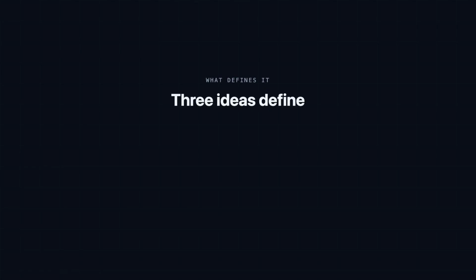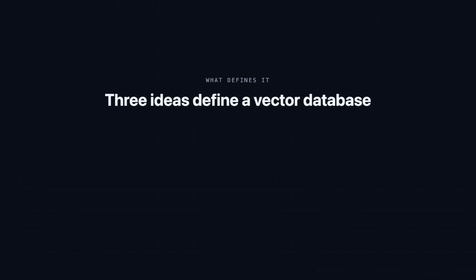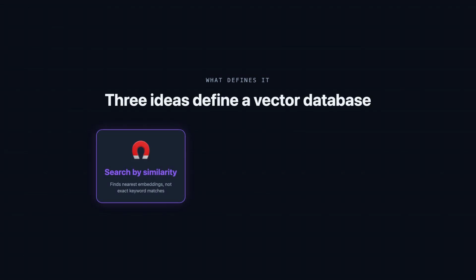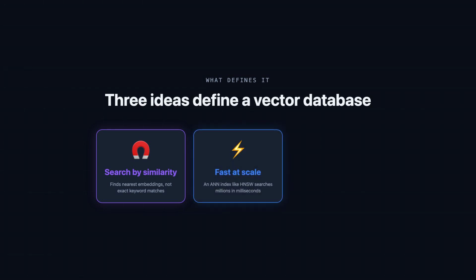Boil it down, and 3 ideas define a vector database. It stores embeddings and searches by similarity, not keywords. Instead of asking whether two things share the exact same words, it asks how close their meanings are, which is a far more powerful way to search messy, unstructured data. It leans on an approximate nearest neighbor index, so it stays fast at scale. Even across millions or billions of vectors, structures like HNSW find the closest matches in a tiny fraction of the time a full scan would take.